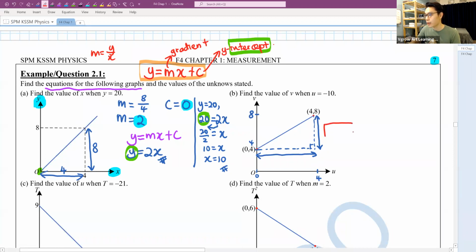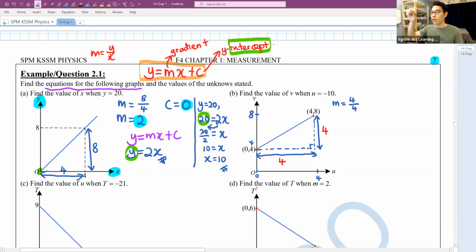Chloe, can you help me? The distance, this value is how long is that distance? The distance in the y value from 4 until 8. 4? Yeah, it is 4, correct. Thank you. This is 4. Then down here also 4, right? From 0 until 4. Okay, 0 until 4. Thanks, Chloe. So the gradient is equal to 4 divided by 4.